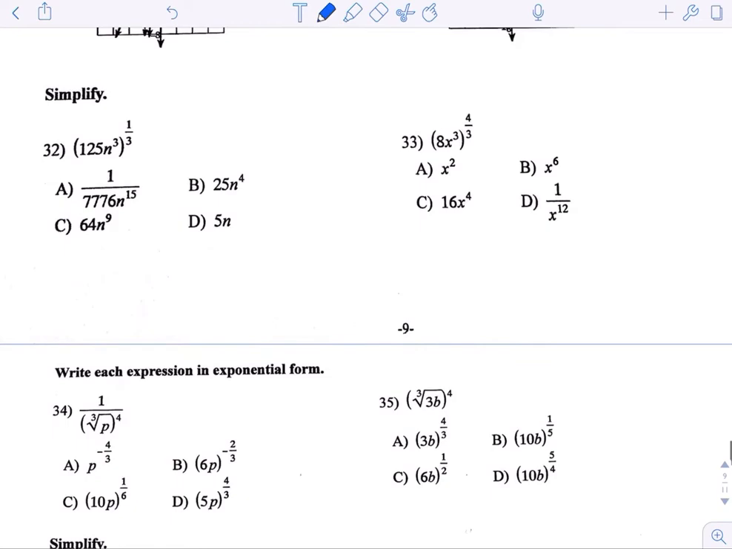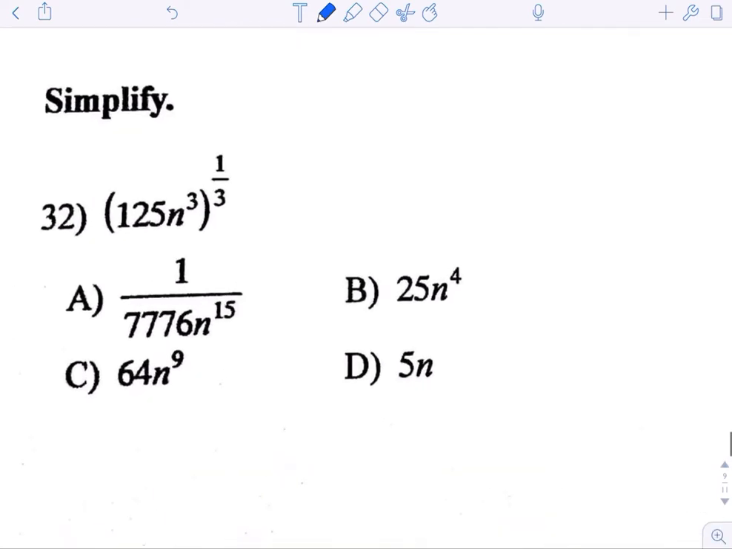Alright, so moving on to 32. When you have a fraction that's an exponent, remember, the denominator is the root. So if you were to change this power to be a root, it would be the cube root, because the denominator is the root. Cube root of 125n to the third.